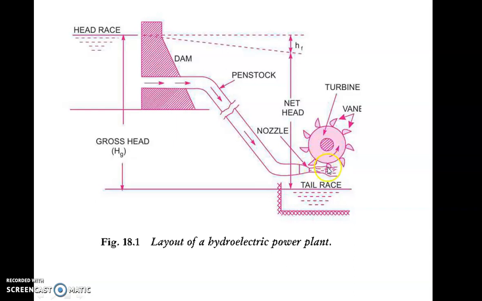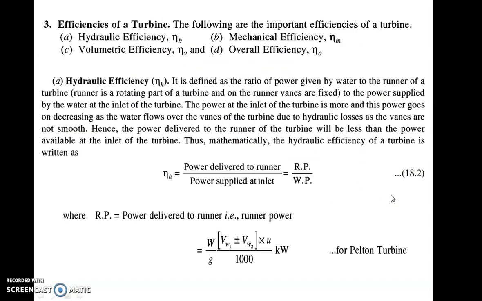Three powers are important. Between input power and runner power, the efficiency which comes into the picture is called the hydraulic efficiency. And between runner power and shaft power, the efficiency which comes into the picture is called the mechanical efficiency. And the output power, that is shaft power upon input power, is called the overall efficiency. How they are coming, that we will see here.